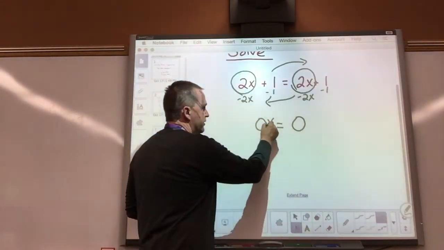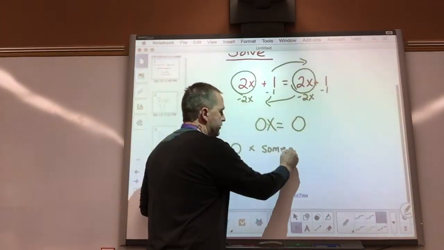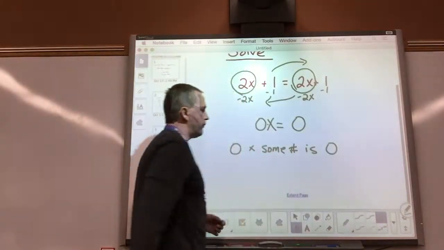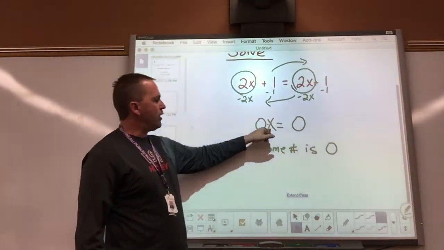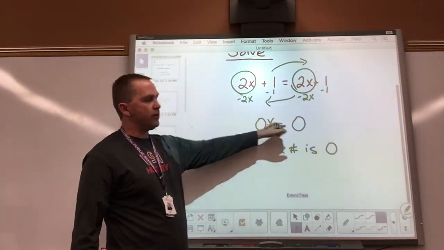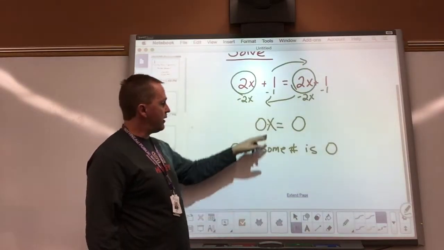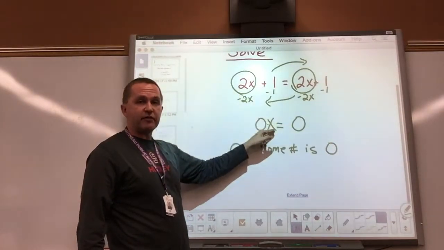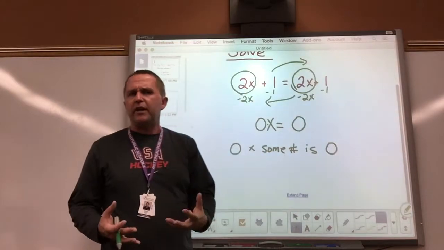Again, I want to look at this, and this says 0 times some number is 0. So the question really comes about 0 times some number is 0. What number could you put in for x, multiply it by 0, and get 0? And in this case, I believe you could put any real number in there. We could put the number 1 in here. 0 times 1 would still be 0. 0 times 7 would still be 0. 0 times negative 15 would still be 0.